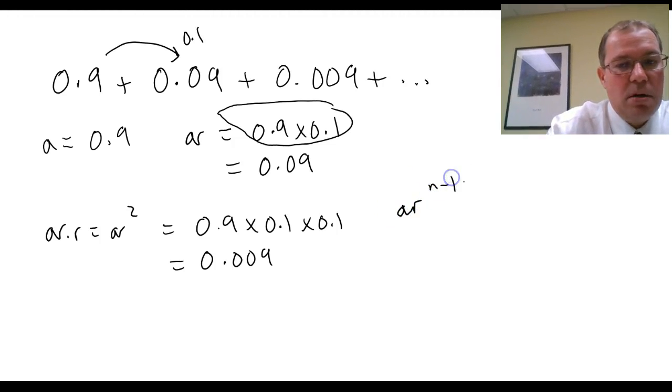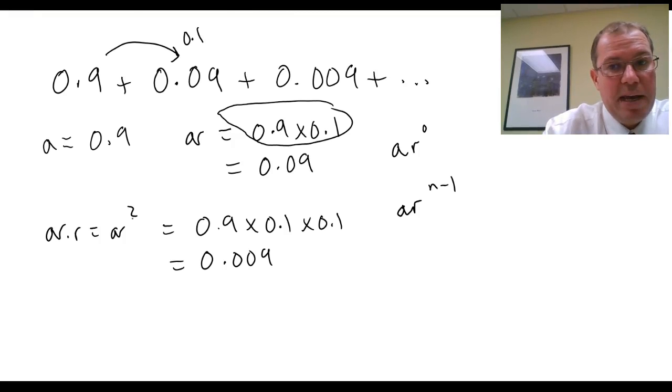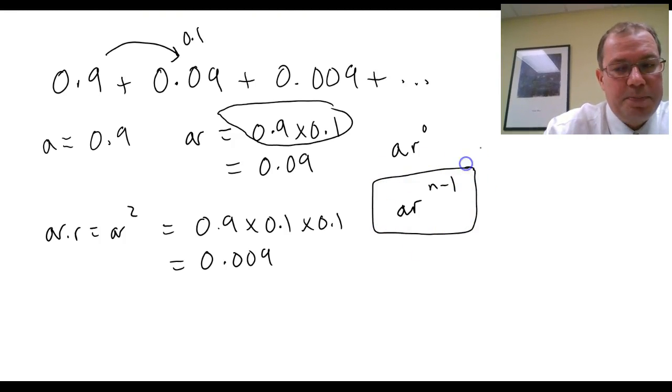So we can see that in general, the nth term of this sequence would be AR to the n minus 1, because the first term was just A, and you can think of that as AR to the power 0. The second term was AR to the 1. The third term was AR squared. The fourth term would be AR cubed. The 10th term would be AR to the power 9. So the nth term would be AR to the n minus 1.